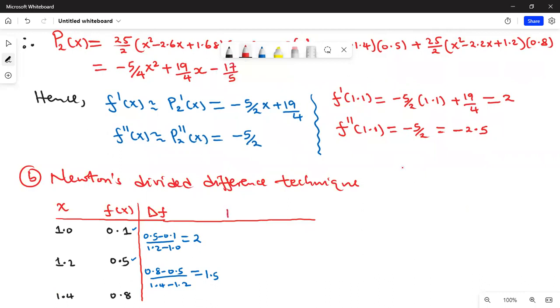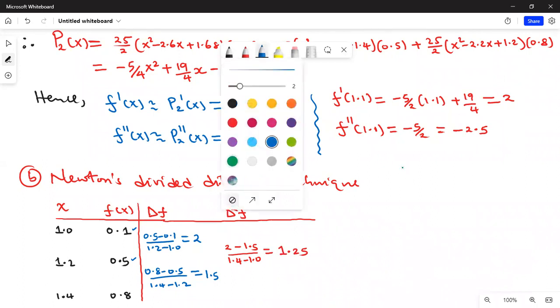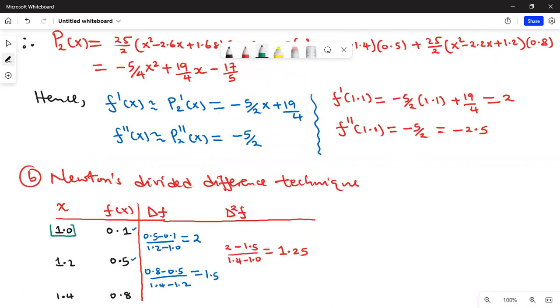Let's get the second order, D squared operating on f. That will be 2 minus 1.5 over 1.4 minus 1.0. So 2 minus 1.5, that is 0.5. Then divided by 1.4 minus 1.0, that is 0.4. So divided by 0.4, that is 1.25. So that means our polynomial must also be of degree 2, because look at the last column, that is D squared, a second order divided difference. So now this is our x naught. So this one here is x1.